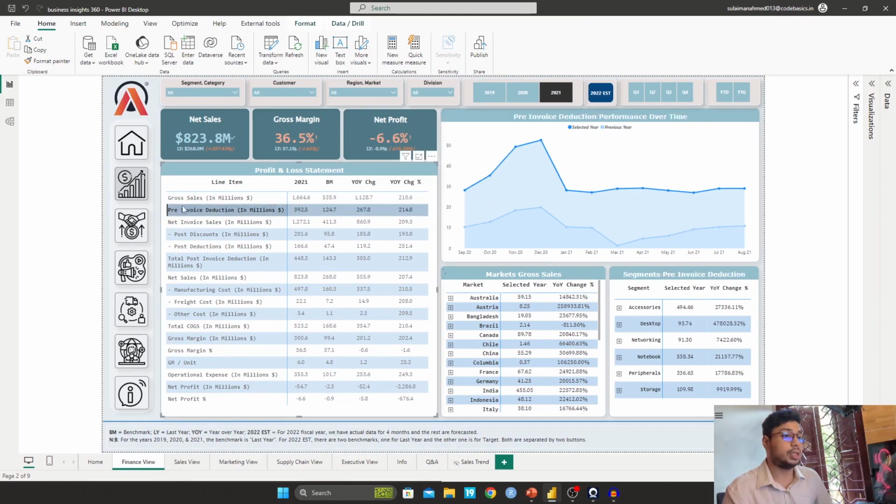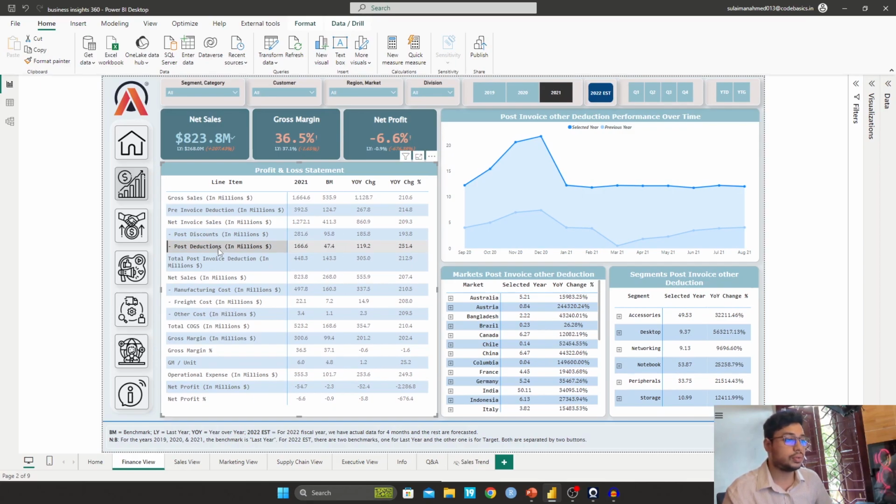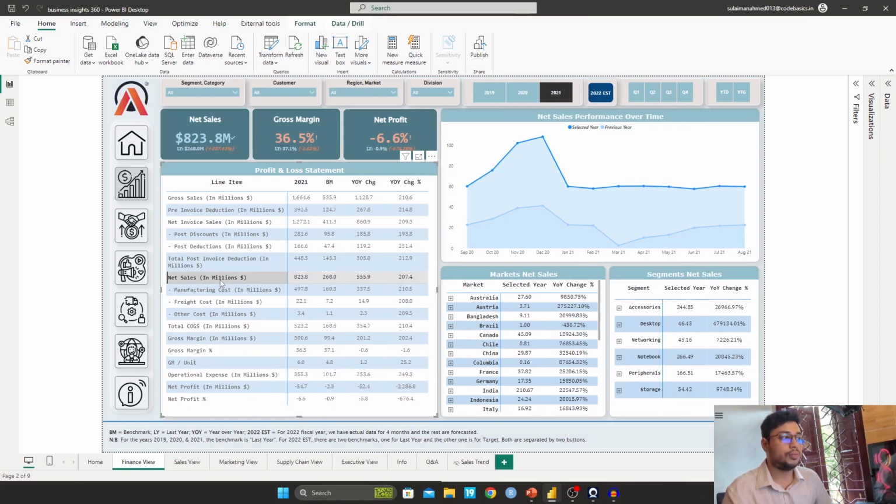These are the key metrics like invoice deduction, net invoice deductions, the different discounts, and after the discounts. All these measures are very important for a finance executive to make key decisions. And here are also different KPIs, key performance indicators. In 2021 the overall net sales was around 823 million US dollars, and in the last year it was 268 million dollars. So it's around 207% increased in 2021.